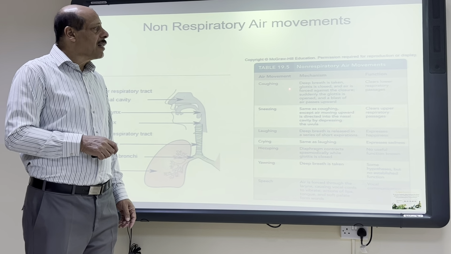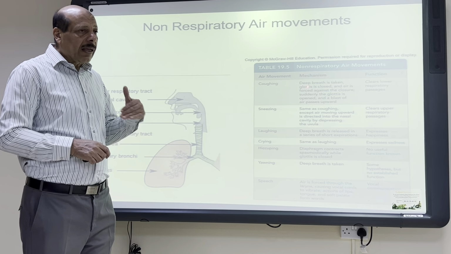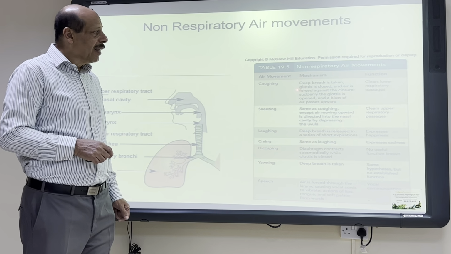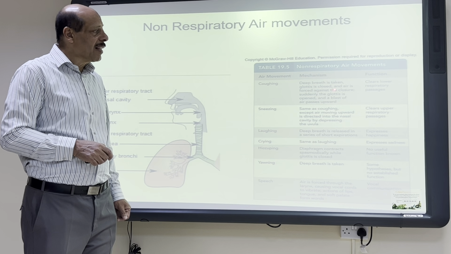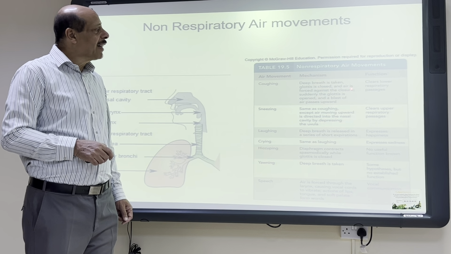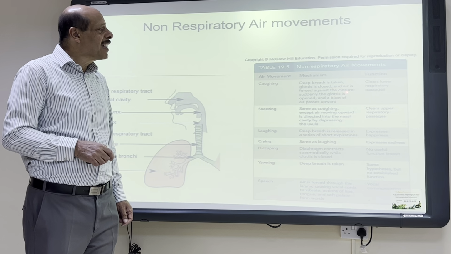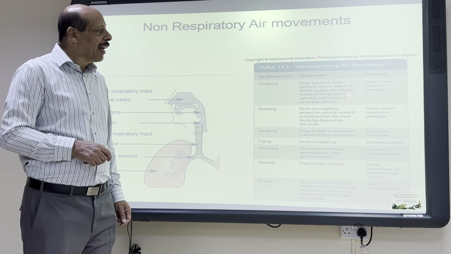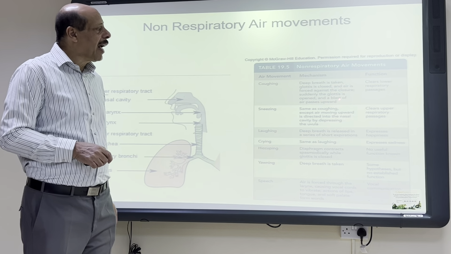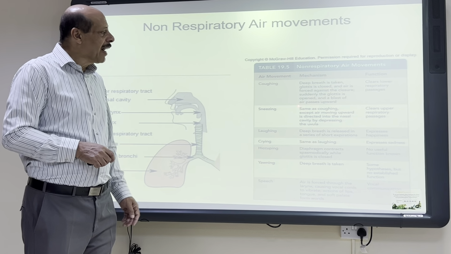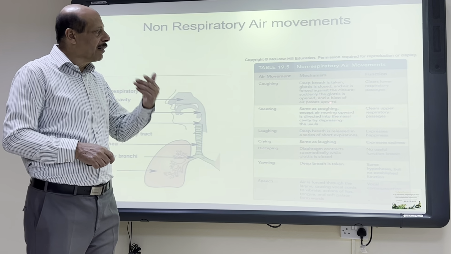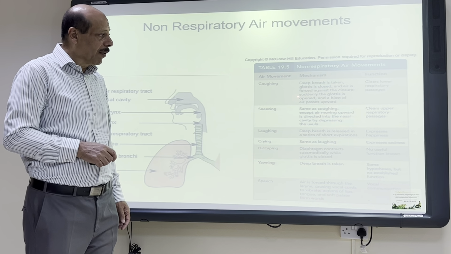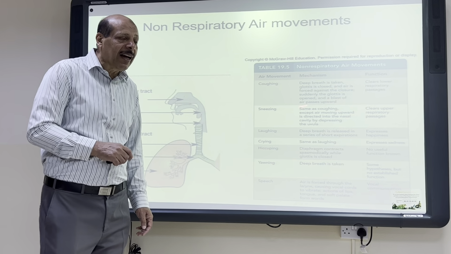In case of coughing, what will happen? A deep breath is taken, the glottis is closed, and air is forced against the closed glottis. Then suddenly the glottis opens and a blast of air passes out. So this is what happens during coughing. What's the function of that?